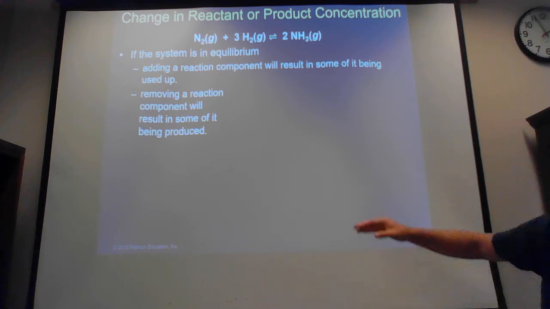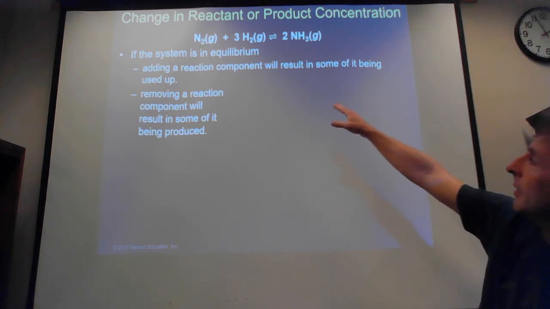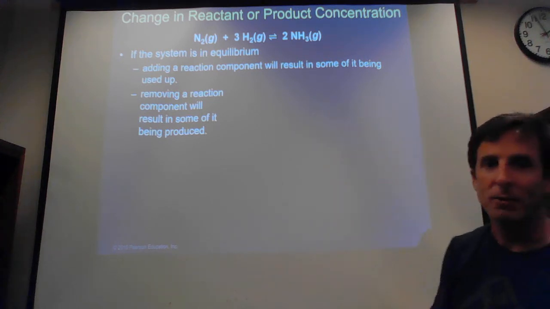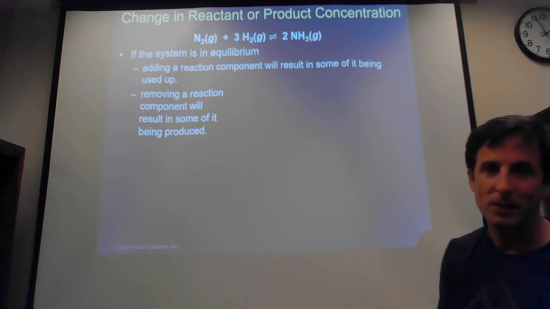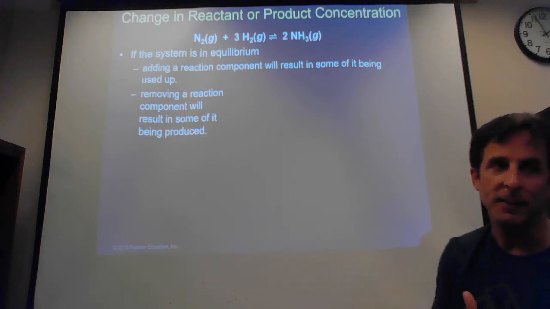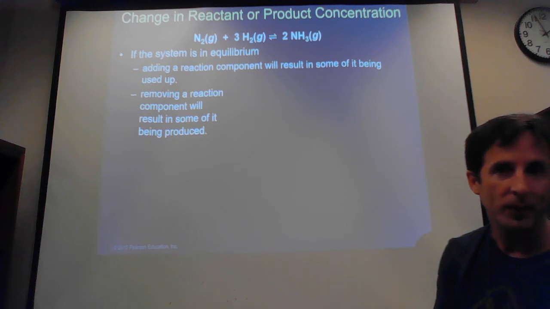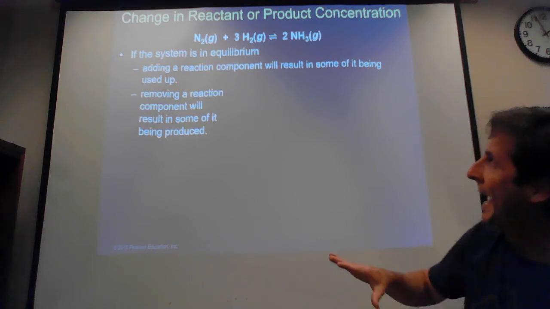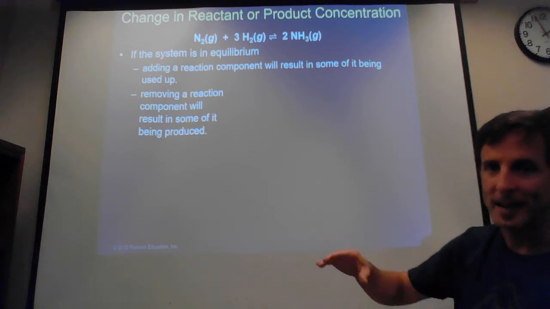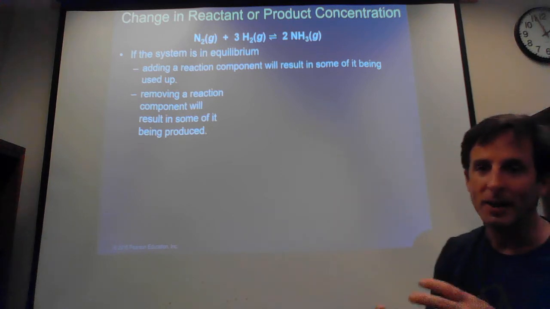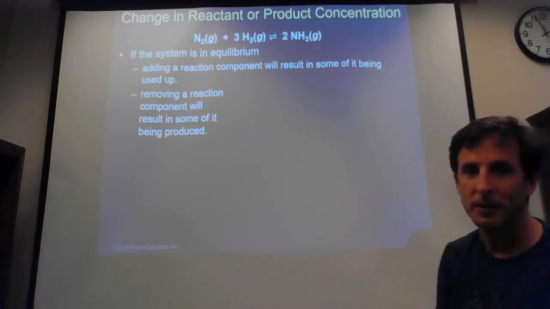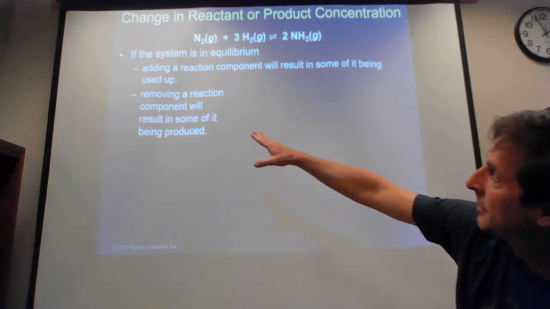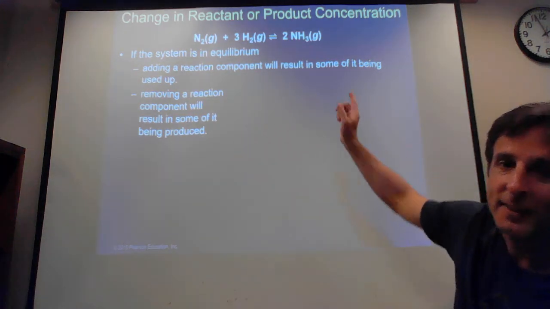But if we add a reaction component, whatever we've added, there's too much of that now. So the reaction is going to shift to get rid of it. Okay, now an example: if I have a container where this reaction is going on, I could open up and dump in some nitrogen. If I have too much nitrogen, the reaction is going to have to shift to the right to get rid of some of it.